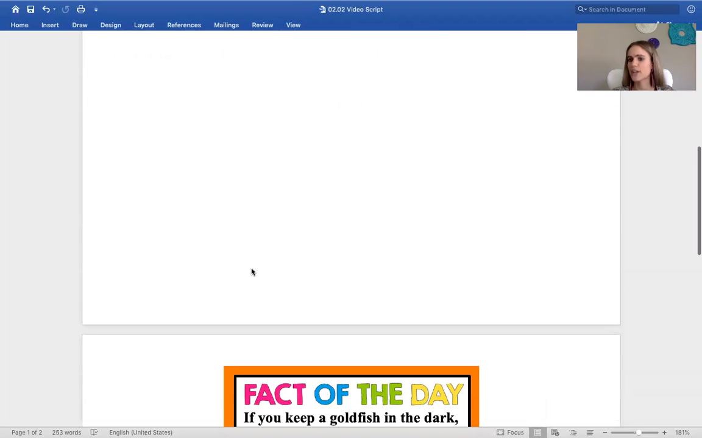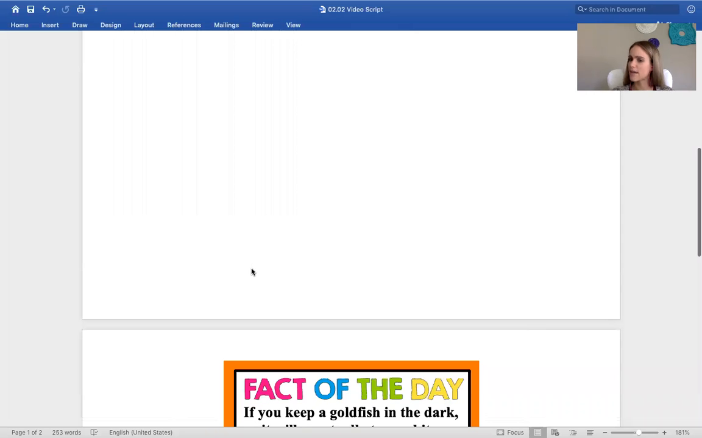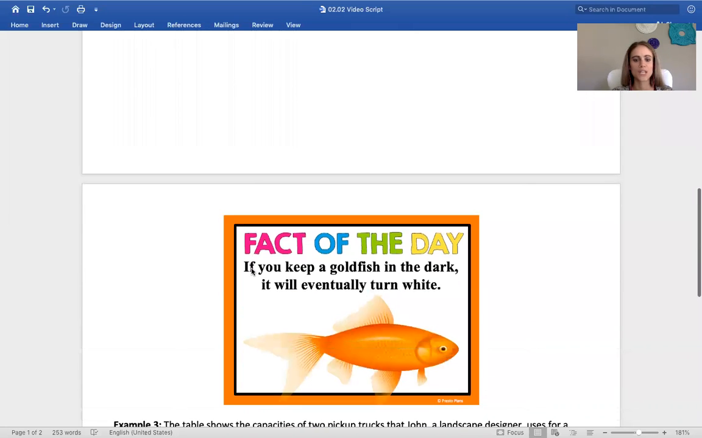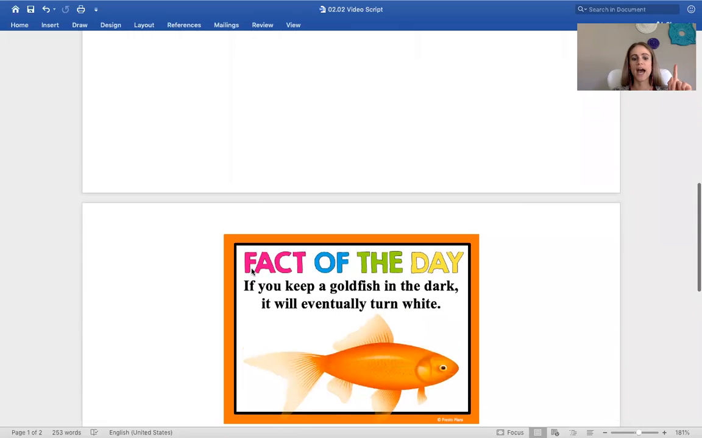All right, before we move on to our third and final example, I have a random fact for you guys. Did you know that if you were to keep a goldfish in the dark, eventually its pigment, its color, would turn to white? So it would no longer be orange. So goldfish in the dark would change colors eventually. Their pigment would adapt. All right, there you go. There's your random useless fact for the day.